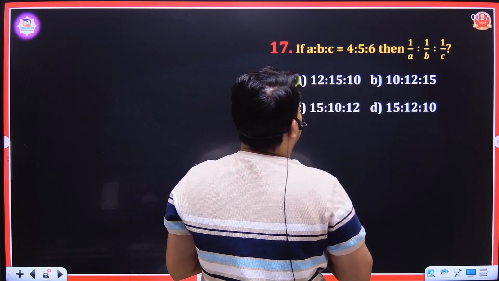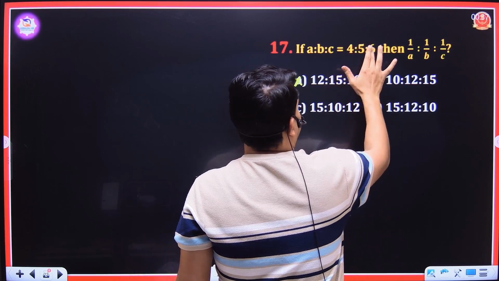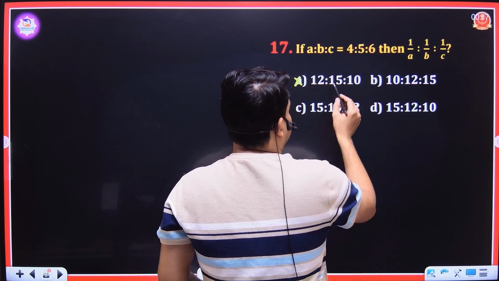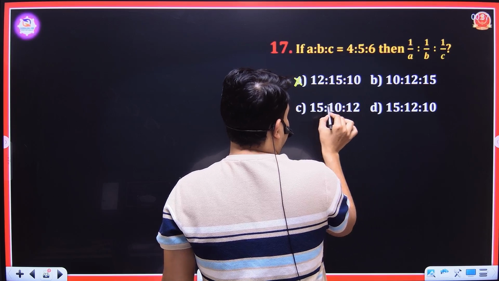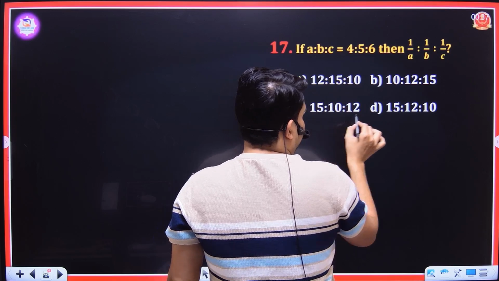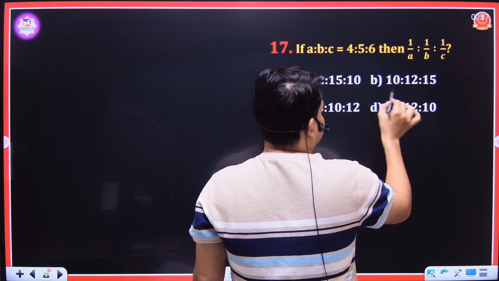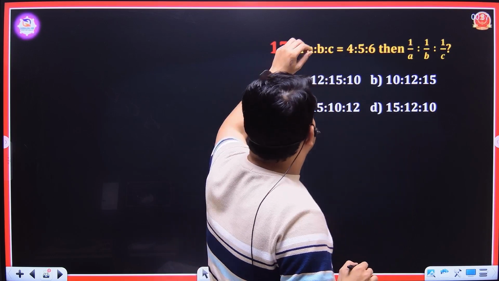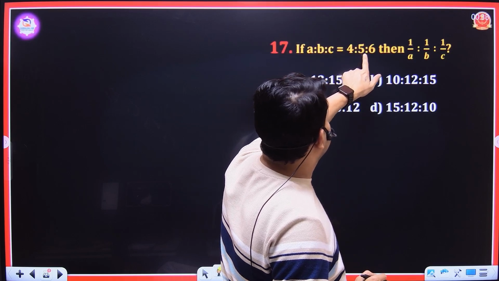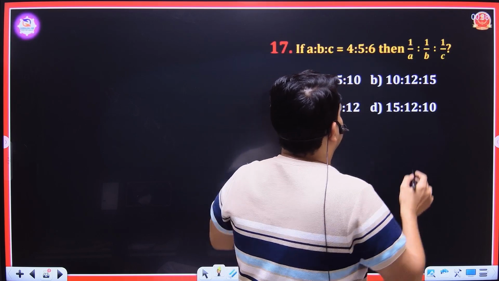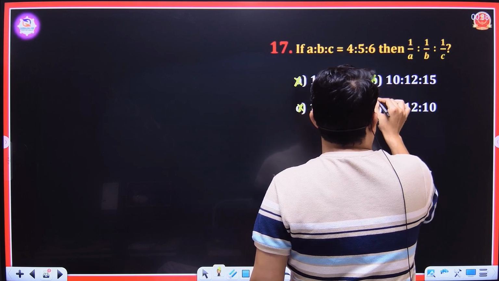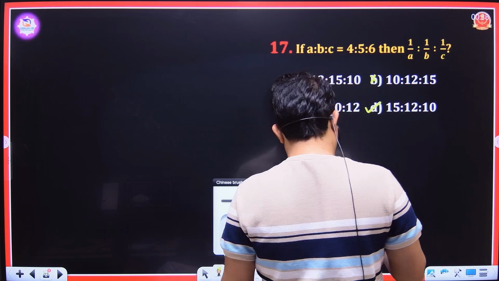See, if I have to write B, I will hide it. 6 times 4 is 24, and 15, 12, 10. 10 is not a multiple of 12. This one and this one can be the answer. If I have to write C, then I will hide it. 5 times 4 is 20, and 15 is not a factor of 20. This one is my answer.